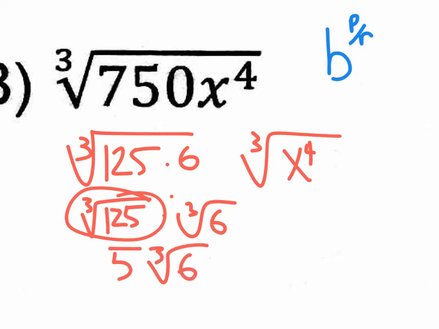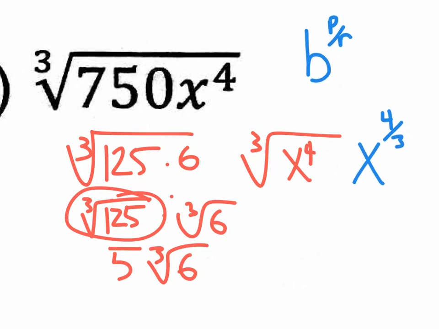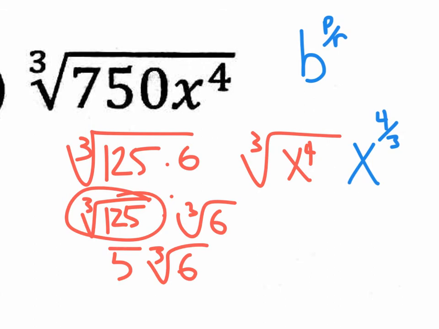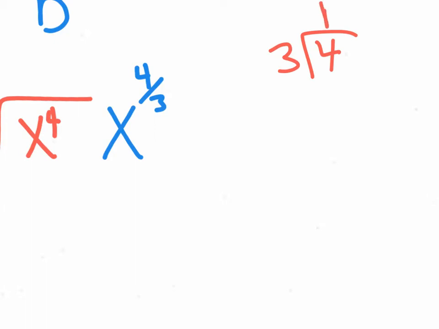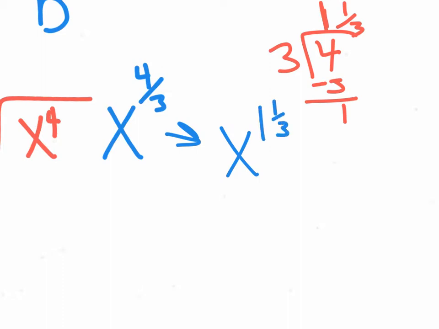And over here, this third root of x to the 4th, you could rewrite it as a rational exponent. So you're going to have the same base, the power 4 over the root 3. And again, on that, you need to think of that as an improper fraction that you want to turn into a mixed number. So you're going to divide 4 divided by 3. It'll go in one time. That's 3. You'll have a remainder of 1, and you put the remainder over the original divisor. So this is really x to the 1 and 1/3 power, okay?